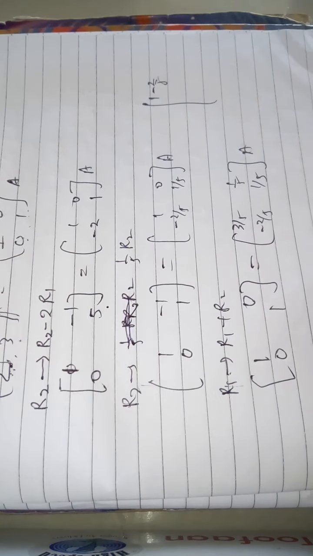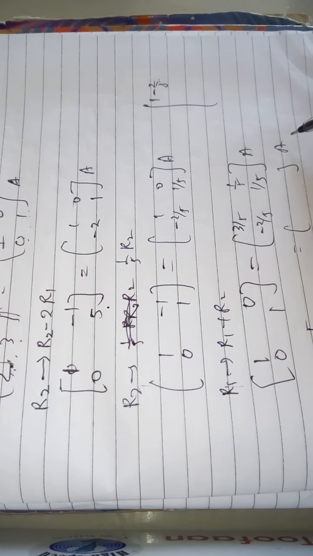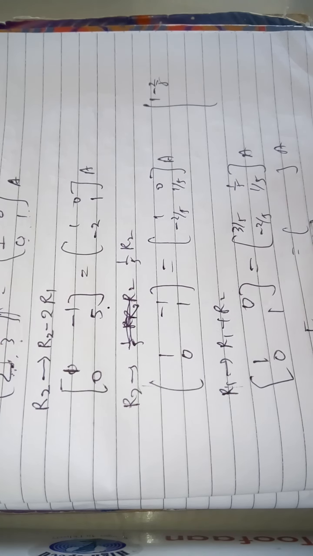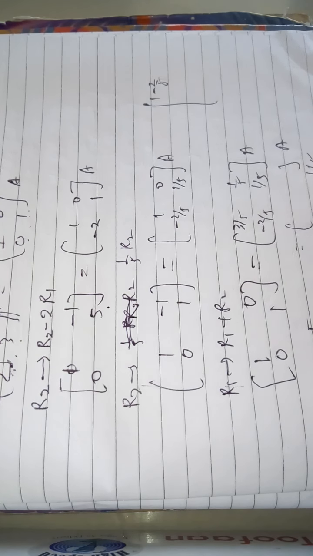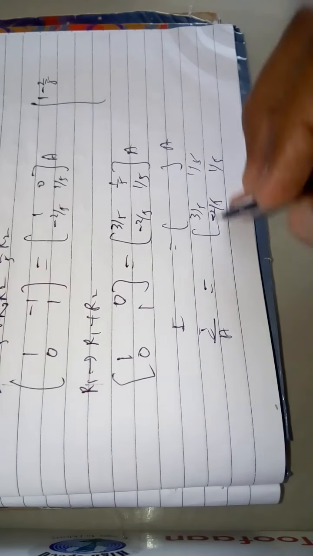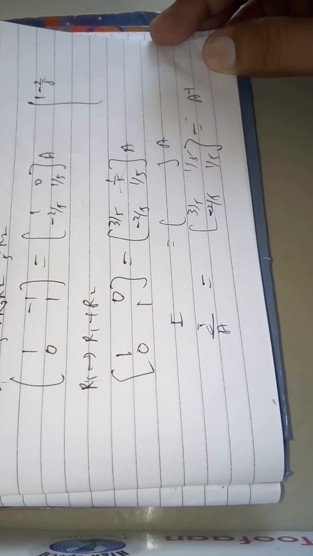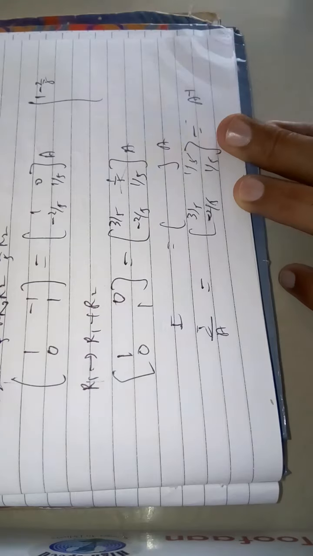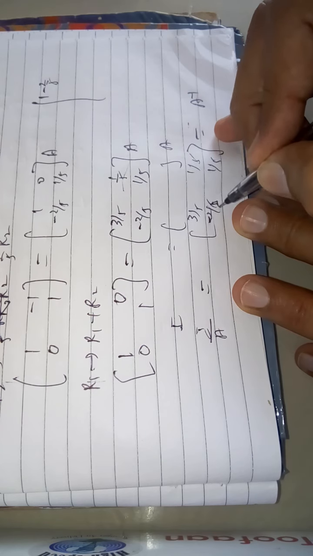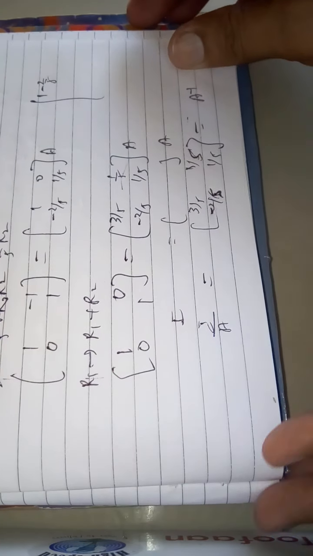This is I equal to this matrix times A. I equals A inverse times A, so the right-hand matrix is the inverse. Clear? So directly write 3 upon 5, minus 2 upon 5, 1 upon 5 and 1 upon 5. That is your answer.